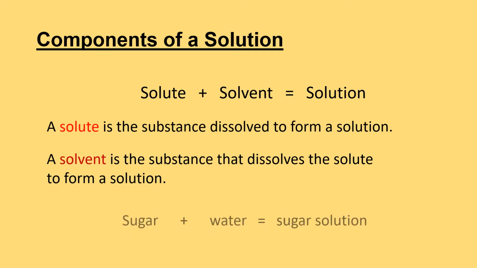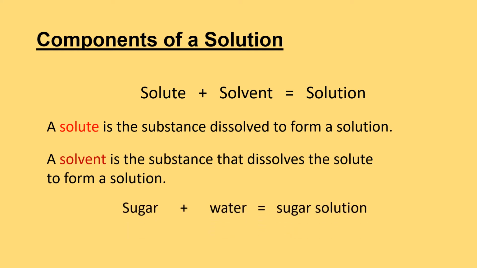For example, sugar plus water, we form sugar solution. In this type of solution, sugar is our solute and water is our solvent. Therefore, sugar is the substance that is dissolved to form the solution, using water as solvent, the one that dissolves the sugar.